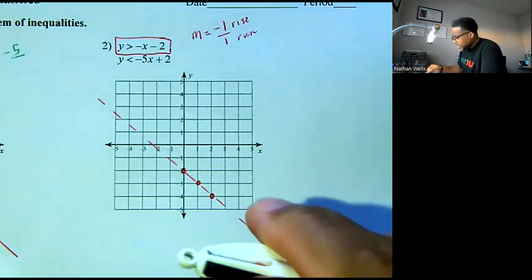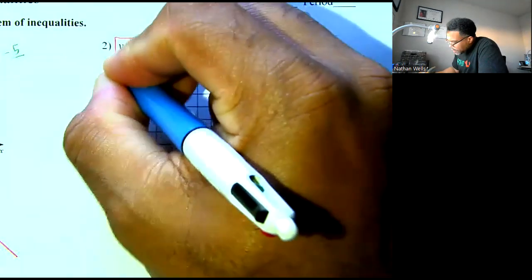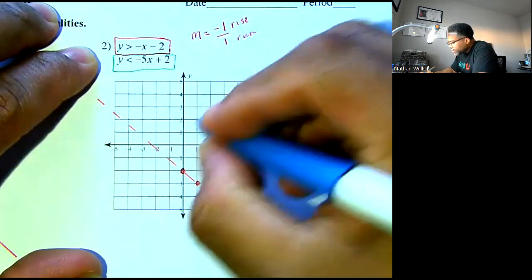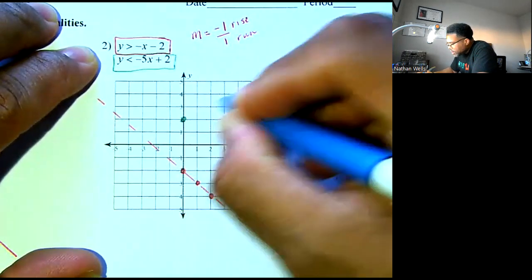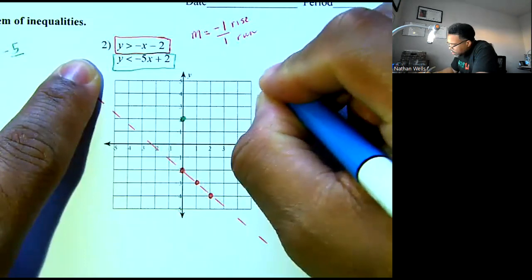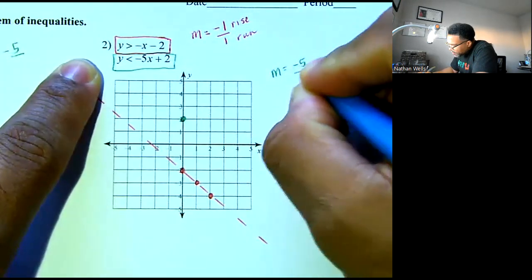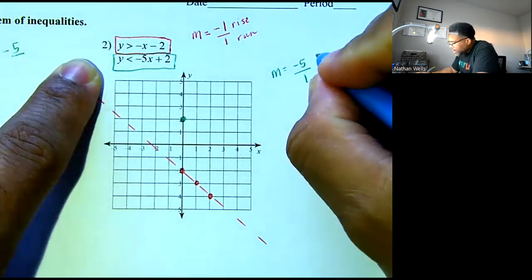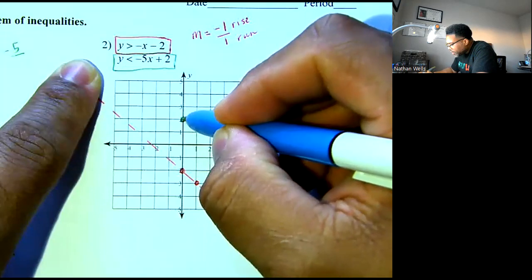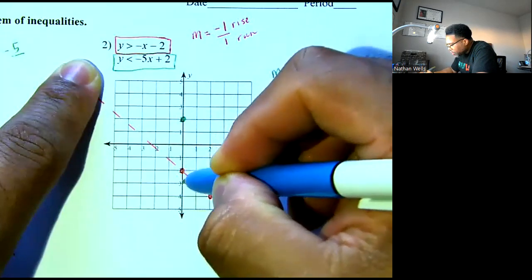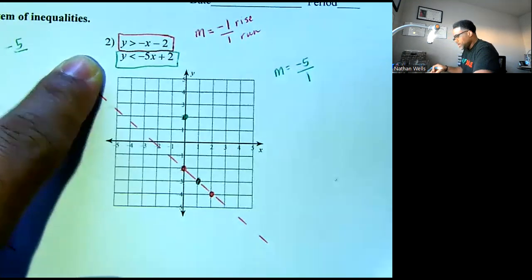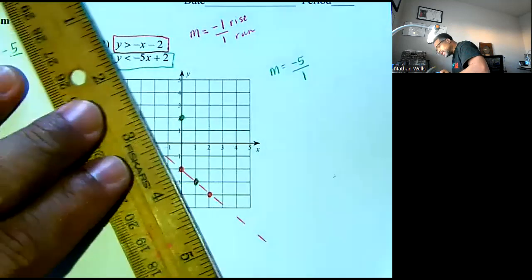So we're going to do the same thing with the second inequality. My y-intercept is +2 this time, and my slope is -5. My slope is -5, but I'm going to write it as a fraction. So I know that I'm going to fall 5 and run 1 to the right. So fall 5, meaning go down 1, 2, 3, 4, 5, run 1 to the right. And again, this is also a dashed line.